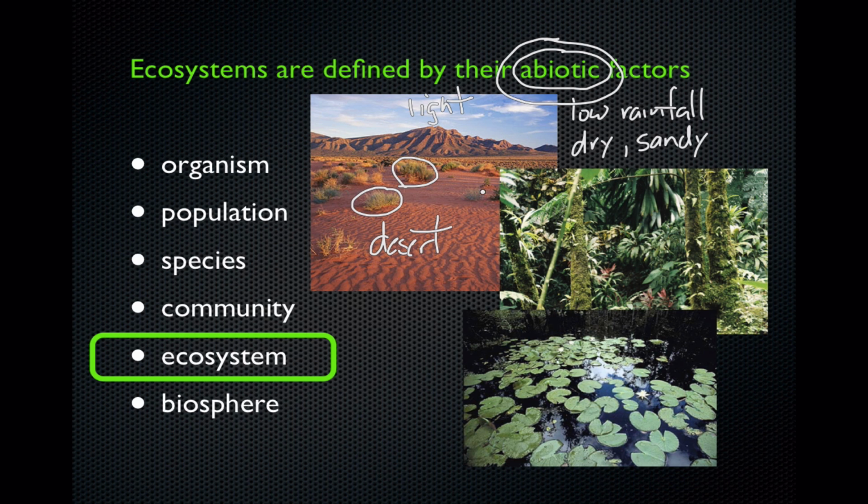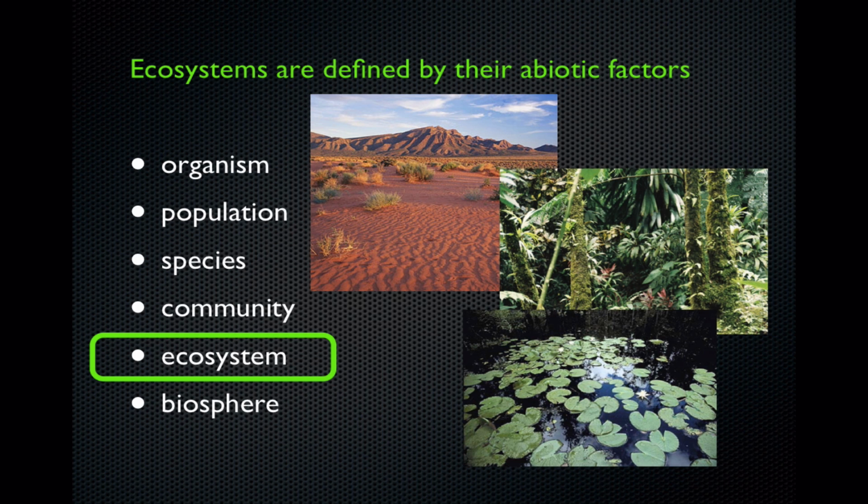So if you look at different ecosystems like a rainforest, you have lots of rain here, lots of shade. Again, different abiotic factors making it a different ecosystem. And you can have aquatic ecosystems like this freshwater pond. I think you get the idea. You get ecosystems by combining communities and abiotic factors like climate, rainfall, soil, light, etc.